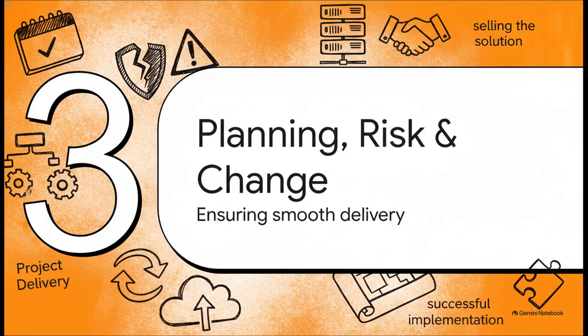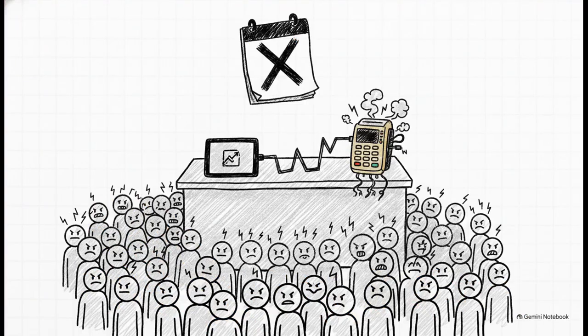All right, Section 3, Planning, Risk, and Change. How do we ensure a smooth delivery? Because honestly, selling the solution is really only half the battle. Making sure it gets implemented without a hitch is just as vital. Risks are basically anything that can cause a delay, extra cost, or reputational damage.